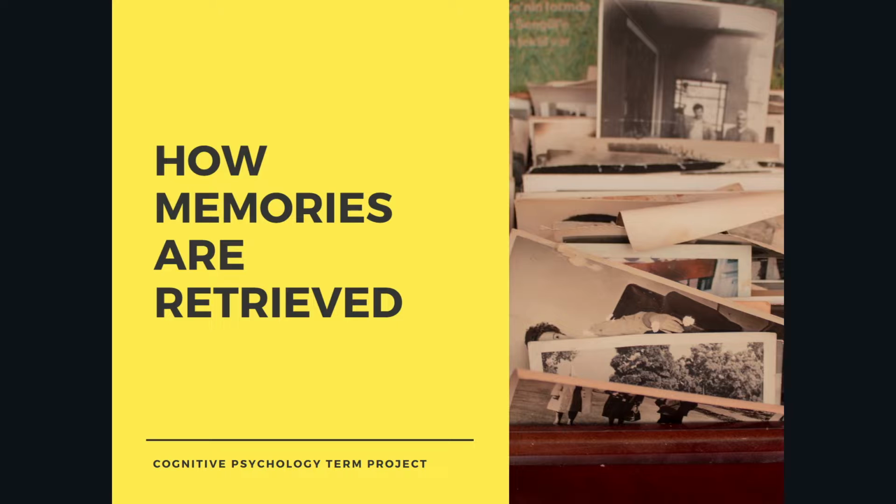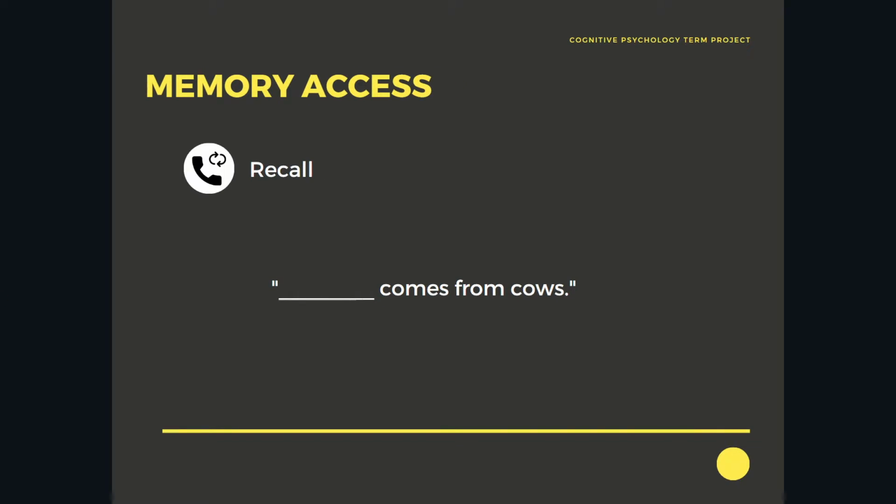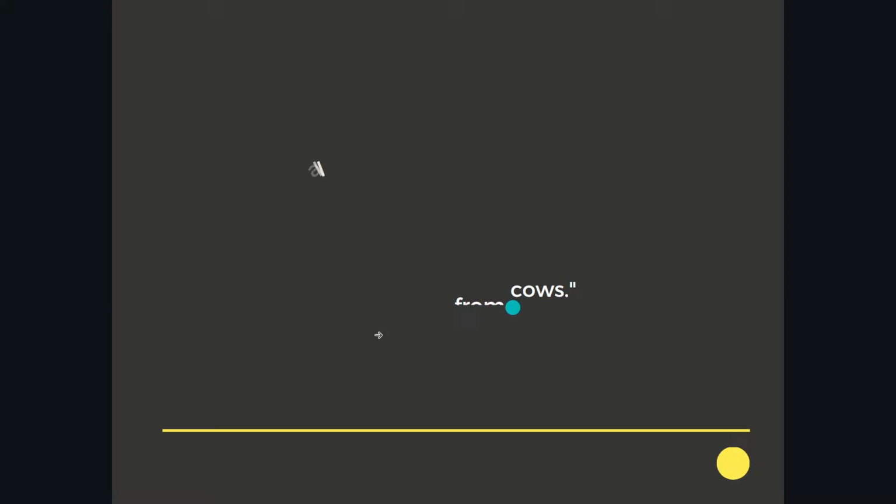Our memories are accessed through three different ways. The first is recall, and then recognition, and then relearning. So when using recall, you can bring up information like a fill in the blank. So if I say blank comes from cows, you should already be able to know that answer, which would be milk comes from cows.